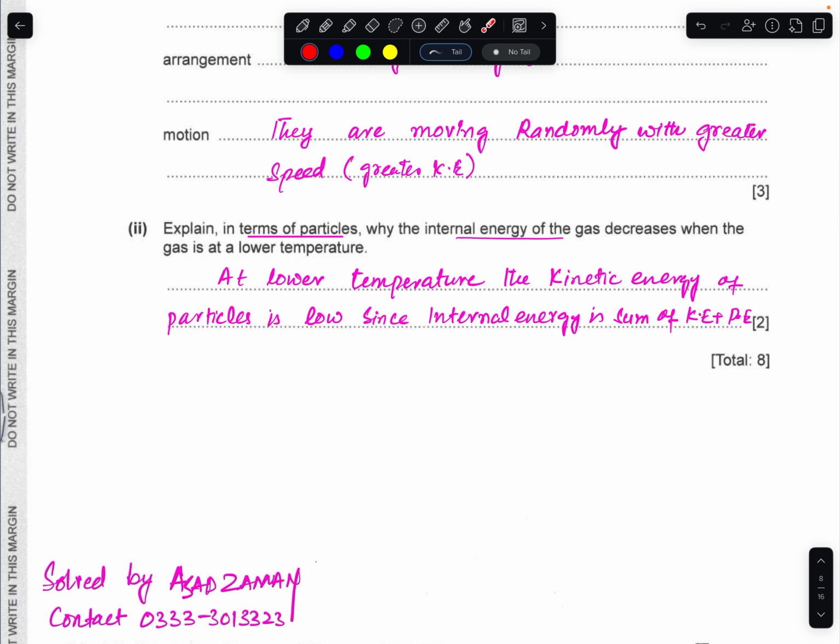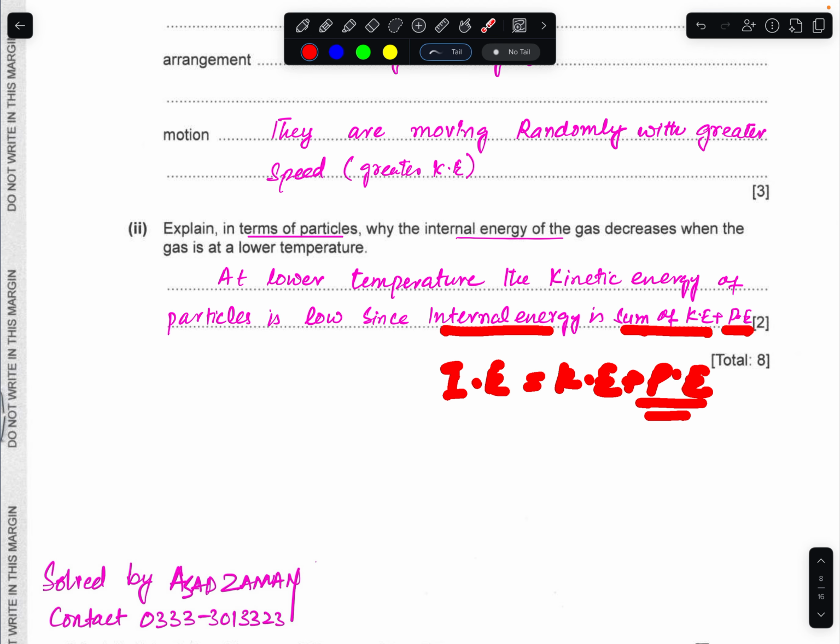Explain in terms of particles why the internal energy of the gas decreases. The answer is, at lower temperature the kinetic energy of the particles is low, since internal energy is the sum of kinetic and potential. So internal energy IE is equal to KE plus PE. If PE, the potential energy, is constant and the kinetic energy decreases, the overall internal energy would decrease because internal energy depends upon both kinetic and potential.